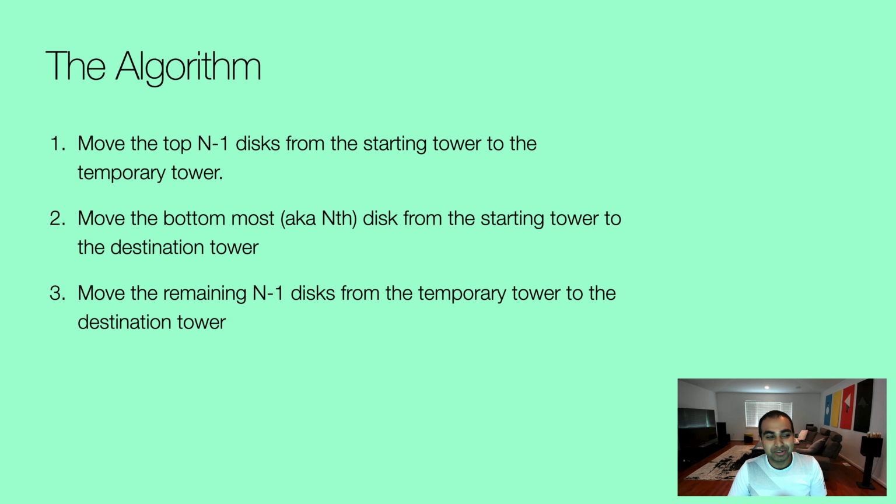And that's what number 2 calls out, where the bottommost disk, the nth one, is moved from a starting tower to the destination tower. And then the last step is, because we moved the n-1 disks to the temporary tower, we want to undo that now and move the remaining n-1 disks from the temporary tower to the destination tower. So we're just basically swapping which tower is the intermediate tower, based on whether you're in the first step or in the 3rd step.